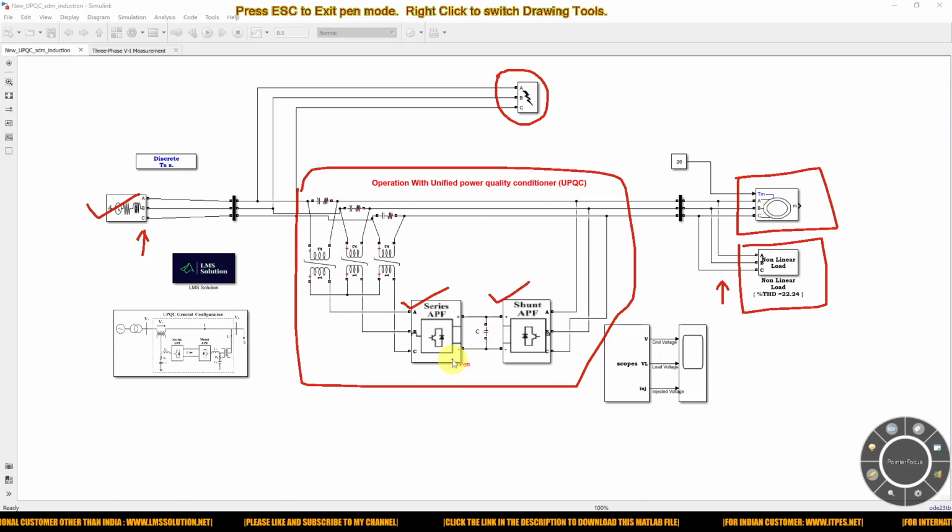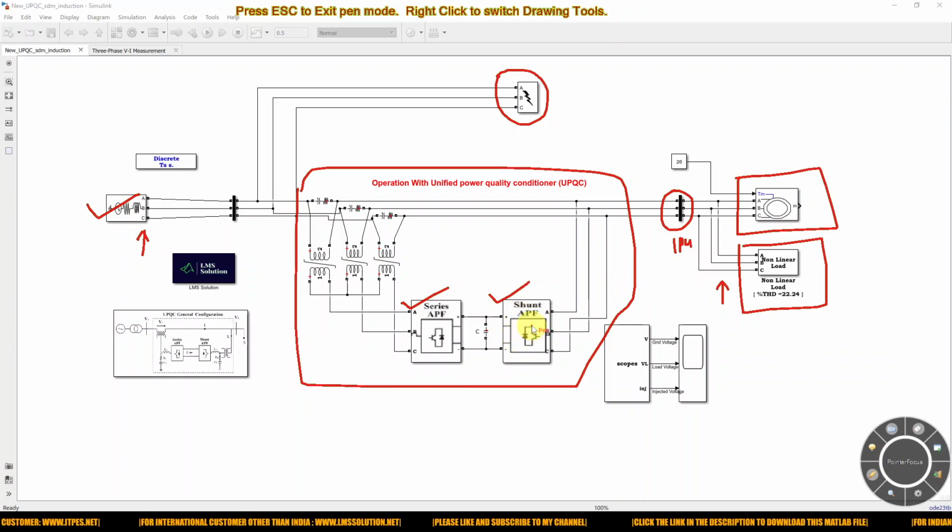So during fault condition, voltage sag normally occurs in the system. During the fault, it is going to inject voltage in order to maintain the voltage on the load side always at 1 per unit for that particular fault time.